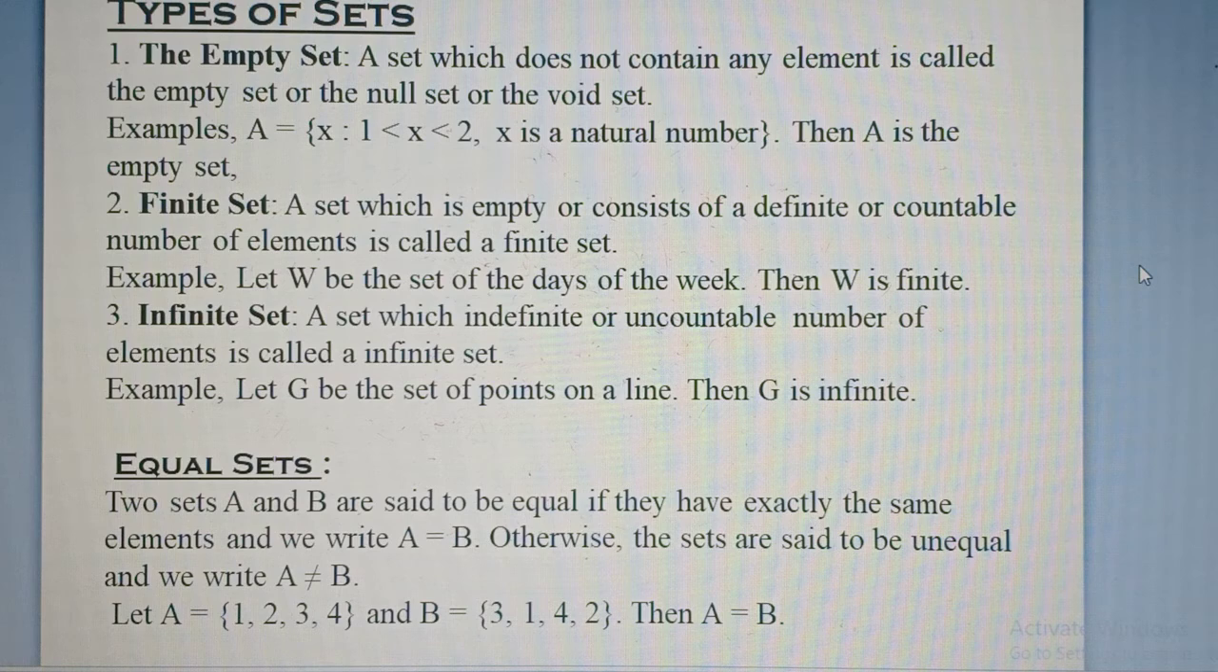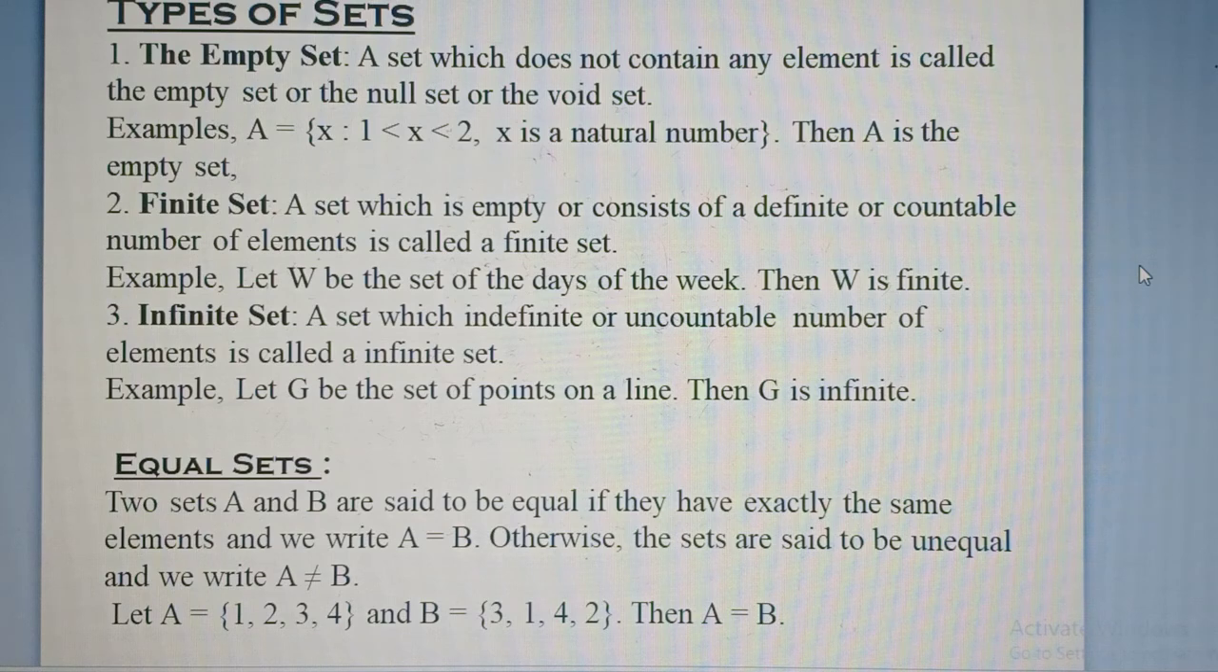So W is finite. Infinite set: a set having an uncountable number of elements. Students, you cannot actually count how many elements there are. Those sets are called infinite sets. For example, let G be the set of points on a line. On a line there are many points, so it is not possible to count such points on a straight line. So G is an infinite set. Okay students.